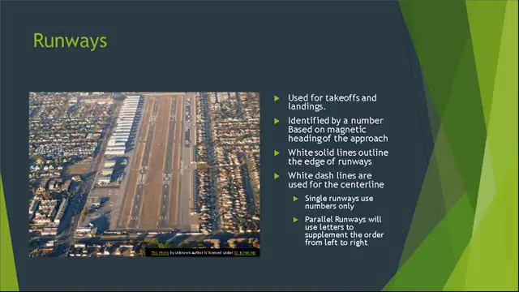Runways are used for takeoffs and landings. They are identified by a number based on the magnetic heading of the approach. Generally, white solid lines outline the edge of the runways. White dashed lines are used to identify the center lines. Single runways use numbers only, while parallel runways will use letters to supplement the order from left to right.